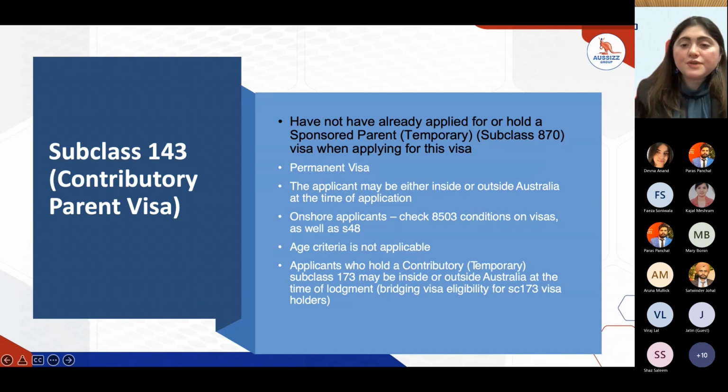You can be in or outside Australia to be granted a 143, it doesn't matter. If you are in Australia on a tourist visa, for example, and you had a visa refusal in the past, check if you are Section 48 barred or not, because some visas you may not be able to apply for if you have had a visa refused or cancelled and you're in Australia and Section 48 barred. Age criteria is not applicable because, like I mentioned, the visa subclass does not have the word aged. It doesn't matter how old your parents are. You can directly apply for the parent visa.